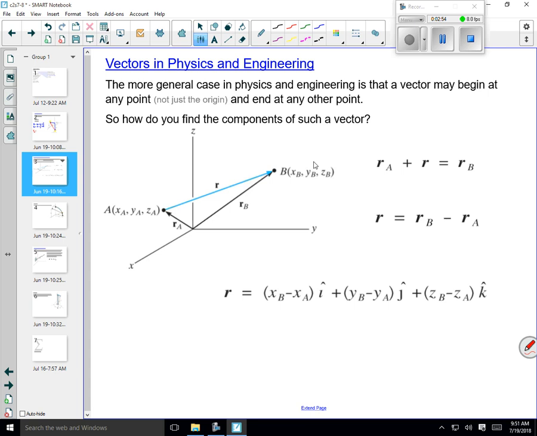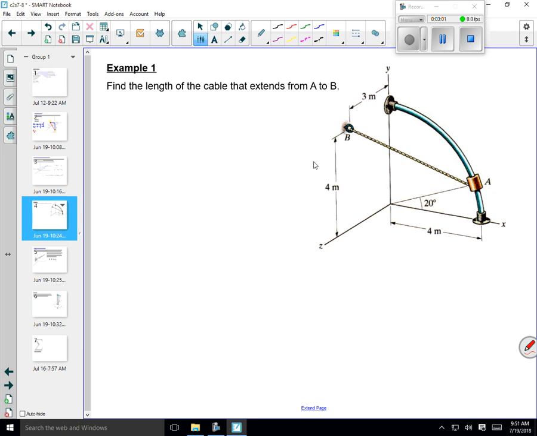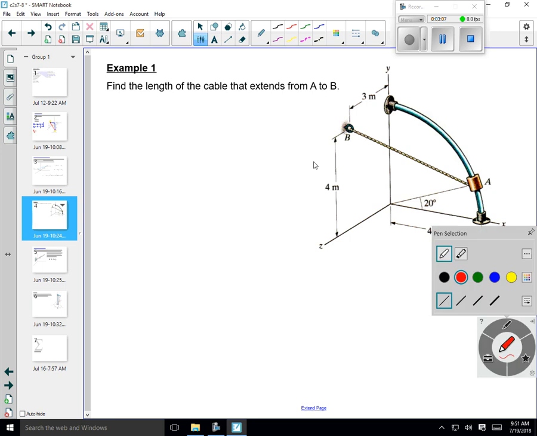This comes up over and over and over. You should get used to doing this. It's going to happen. So let's work a simple problem. Find the length of the cable that extends from A to B. So how do I go about doing this? First step would be to write down the 2 vectors, RA and RB.